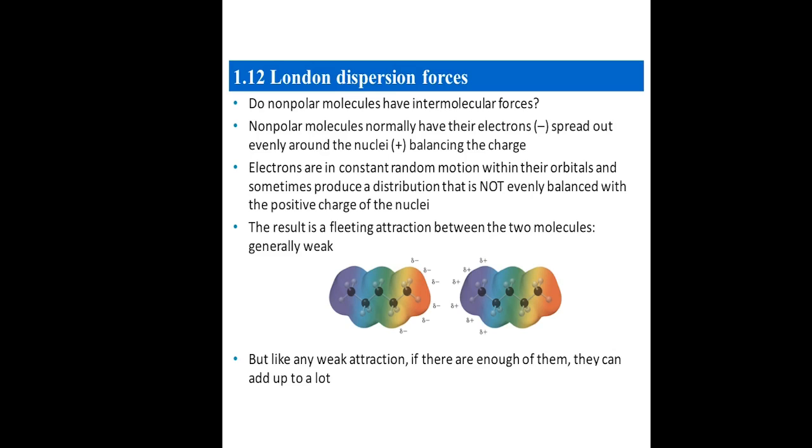We know that electrons are found in orbitals and they are not in a certain spot. They are moving around. Sometimes you will see that all electrons will end up at one side of a molecule and all the positive charges end up at the other side of another molecule, and then they will interact with each other. So this is a fleeting interaction and it is the weakest interaction, but these types of interactions can still influence properties such as boiling point in hydrocarbons.